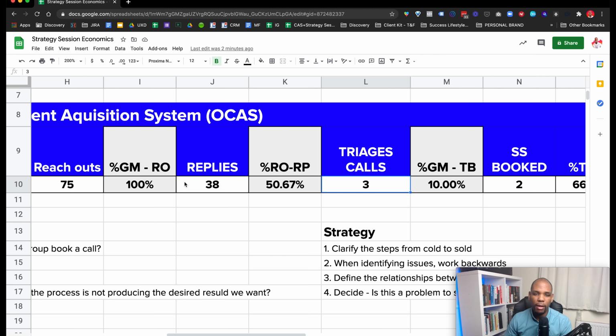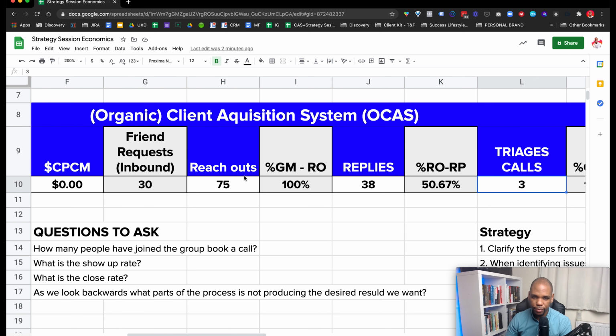Could it be more improved? And if you don't have a script when you're replying to people, then it just gets really confusing. So you want to make sure you have a script in place so that you systemize these aspects of your business. Of the people you reach out to, who are you reaching out to?